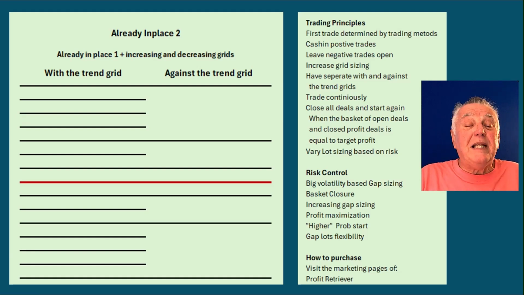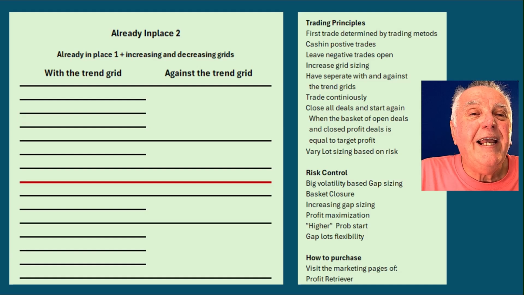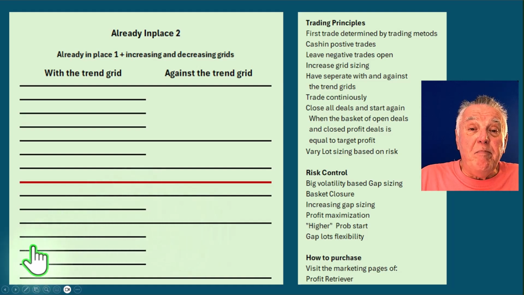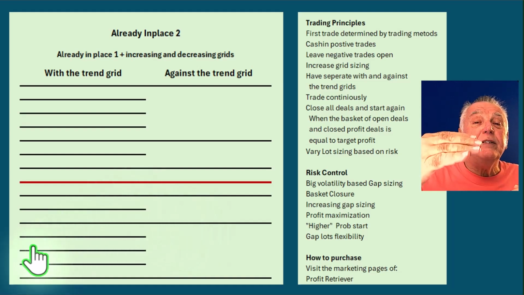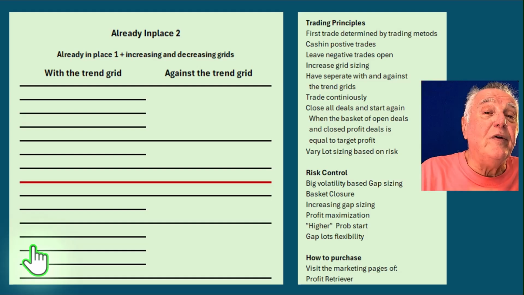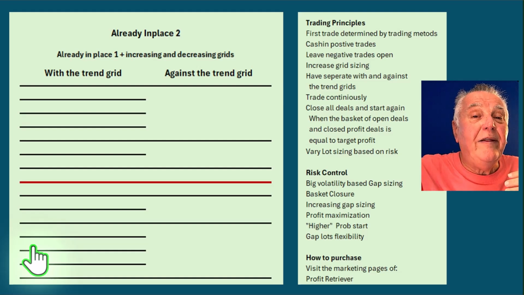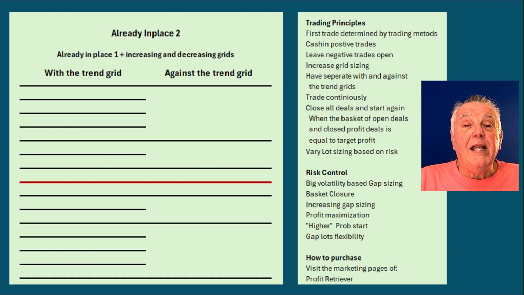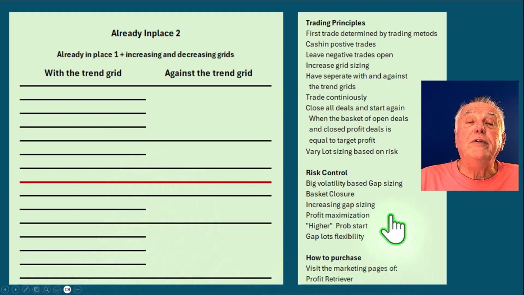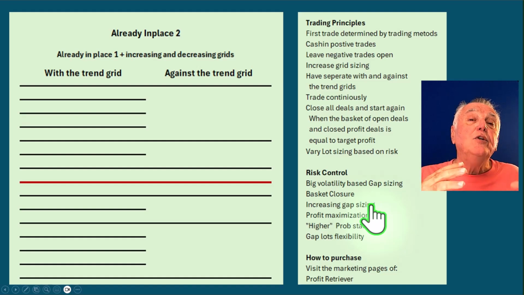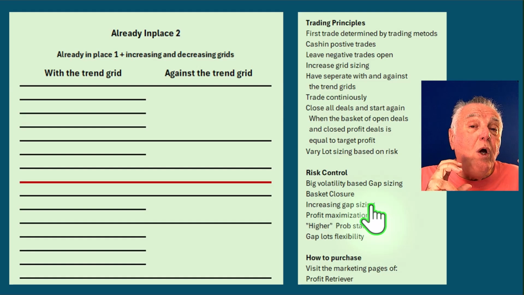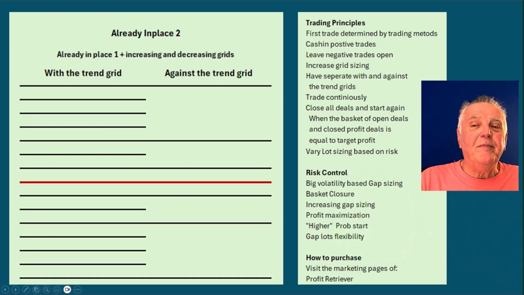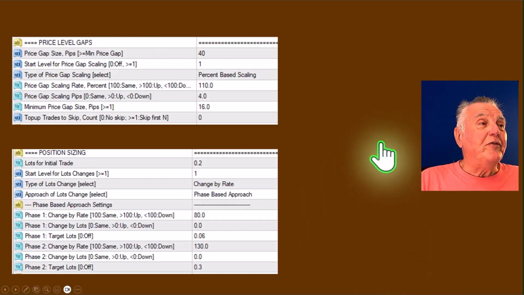Now the further refinement gets quite complicated in that you can vary the grid sizes quite dramatically. So you can have increasing grids for a while and then decreasing grids for a while. You can have increasing lot sizing for a while and then decreasing lot sizing. So it gets a little bit complicated, and we have one EA that does this complicated stuff. It's called the Profit Retriever, and it allows you to be more dynamic with your lot sizing and grid sizing. So let's have a look at some of the settings used by the Profit Retriever.